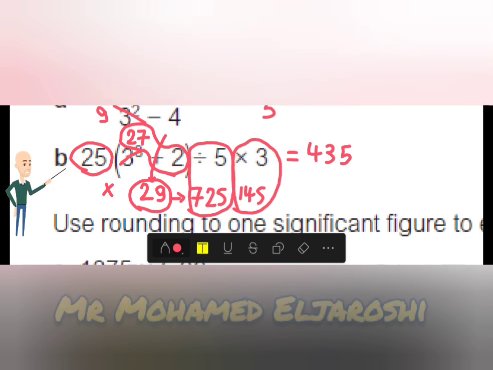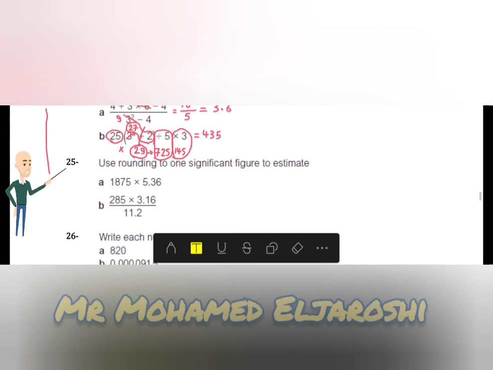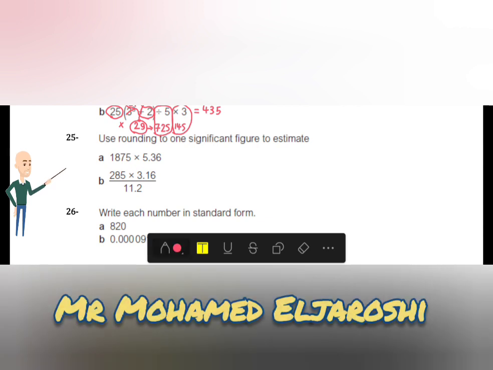Now, if you use the calculator, it will give you the same answer without any steps. Now, this is how you answer a question like this. Now, let's move on to question 25. Question 25 here, use rounding to one significant figure to estimate these questions. So we're going to round to one significant figure, and then we're going to multiply them. So let's do them together here.